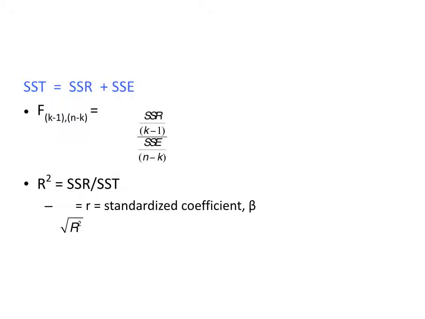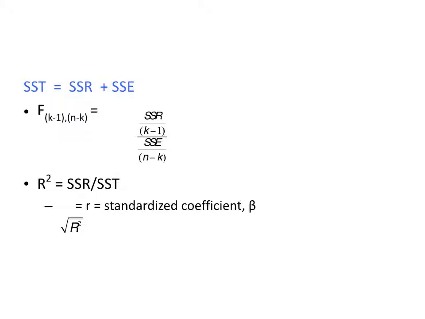It's the sum of squares of regression divided by its degrees of freedom, which is k minus 1. And k is the number of variables in the regression equation, including the intercept. So with simple regression, you've got two variables, so 2 minus 1, 1 degree of freedom. And in the denominator, the sum of squares of error divided by its degrees of freedom, which is n minus k, where n is the number of observations and k is the number of variables.